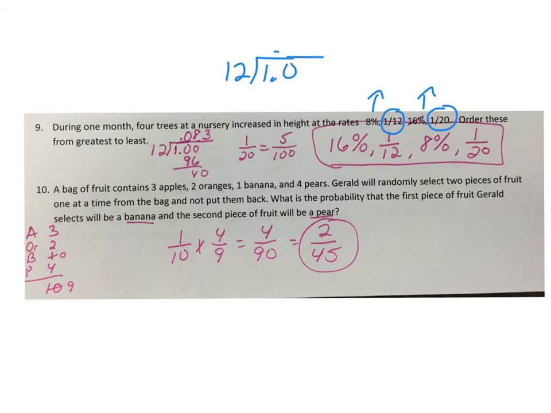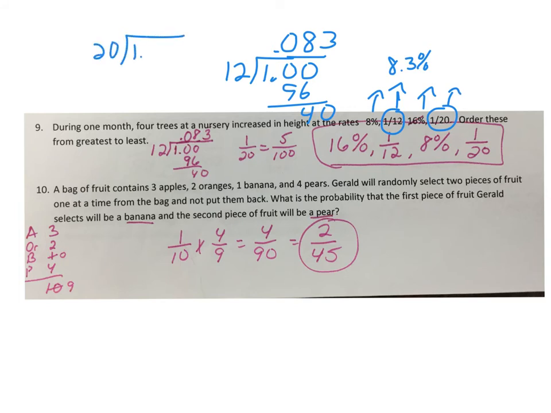So you automatically put that decimal and start dividing. 12 does not go into 10, so there's another 0. But it does go into 100 8 times. And then I get 96 with remainder 4, and then it goes in there 3 times. So I know this one is 8.3%.